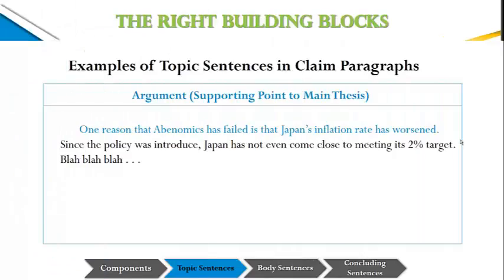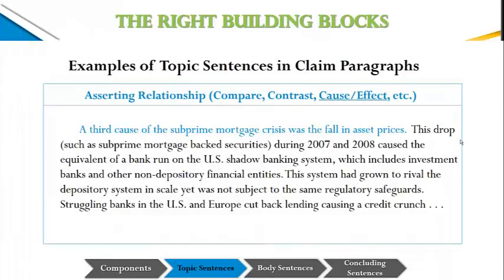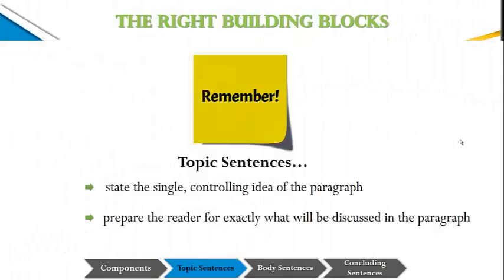An example of the argumentative one, we looked at this one before, but highlighted here. One reason that Abenomics has failed is that Japan's inflation rate has worsened, so we talked about that in the previous slide, and this I just wanted to show again so you can see in the context of our previous discussion how this is specific and clear. Similarly, we have another specific and clear idea here with the argument about the fall in asset prices. So just remember that your topic sentence states one idea, and that's the idea that controls the rest of the paragraph, so you should stay on topic. The reader knows exactly what's coming, and it will have an easier time following your ideas this way.